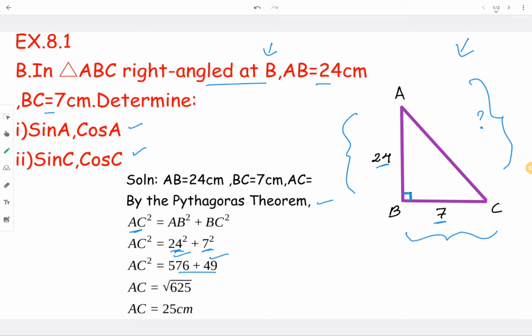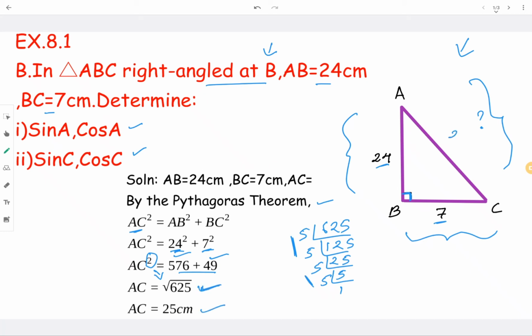And once I add them, I'm going to get 625. The square went to the other side, so I'm going to get root of 625, alright? Now let's start finding all the factors of 625. 5 ones are 5, then 5 2s are 10, 5 5s are 25, then 5 5s are 25, and then 5 one time, right? So clearly I can say that 625 is a square root of 25, alright?